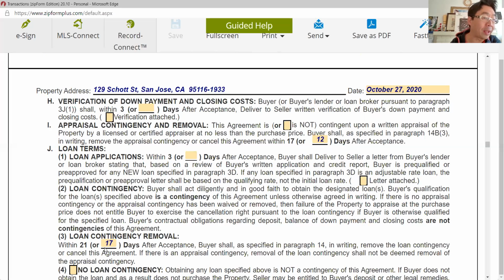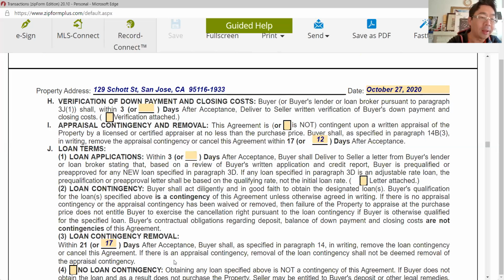Within 17 days, you need to provide the tax return for them to underwrite and verify your financial situation is good. And then if they approve, that means they give you the money. Then you can say, I remove this contingency. You understand? Once you remove the contingency, we're moving forward, with more steps coming.